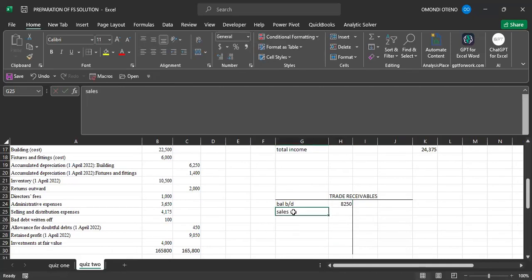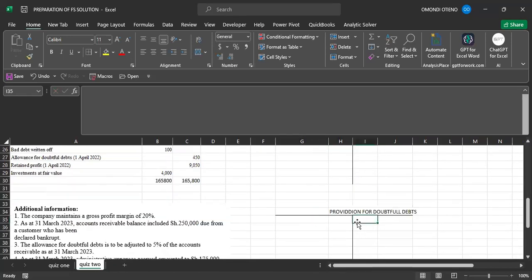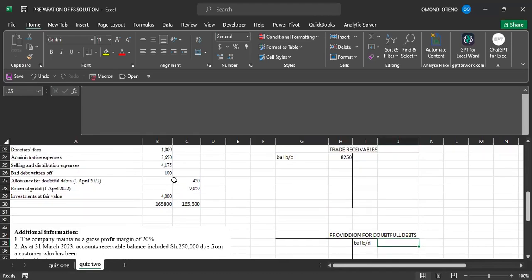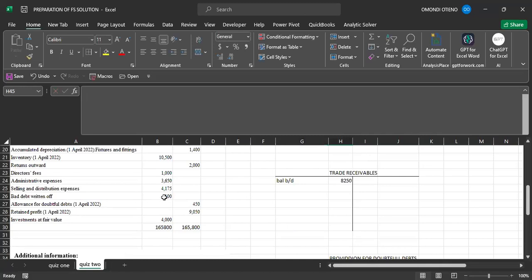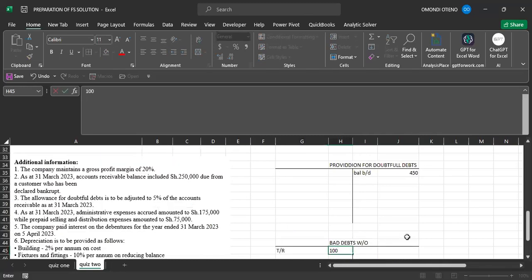Let's talk about that. We do not know what happened during the year. So provision for doubtful debts, liability account, balance brought down. Let's explain this to Lillian here. So balance brought down for allowance for doubtful debts, we have 450, right? Then I have bad debts written off, an expense account. That expense during the year, of course, came from trade receivables. So trade receivables here, bad debts written off, we have 1,100, which is already there.